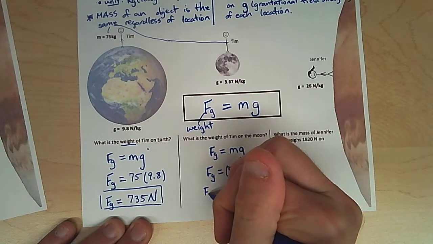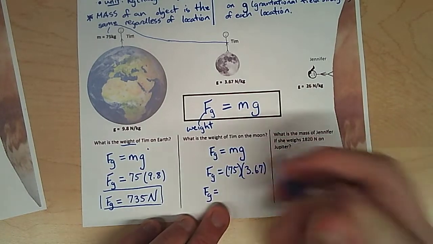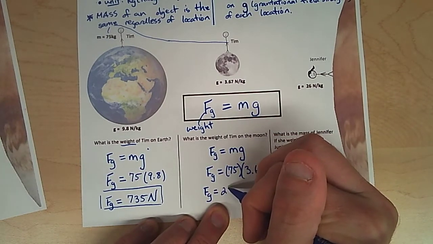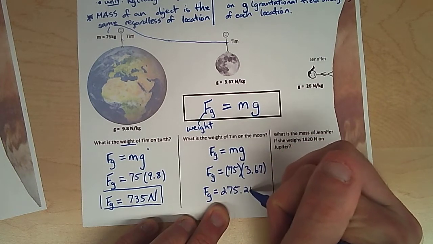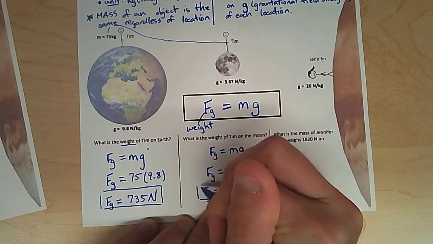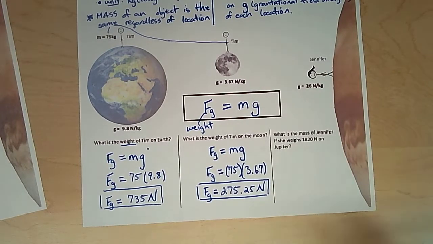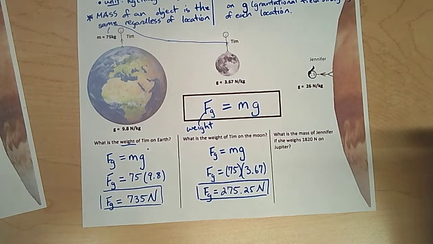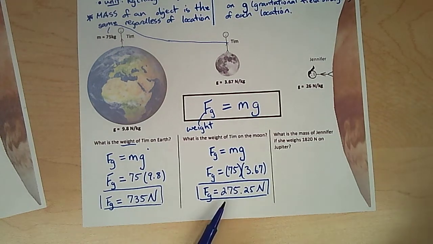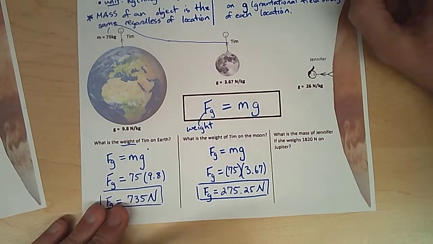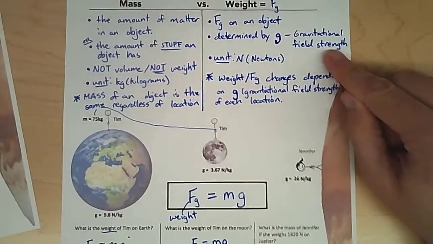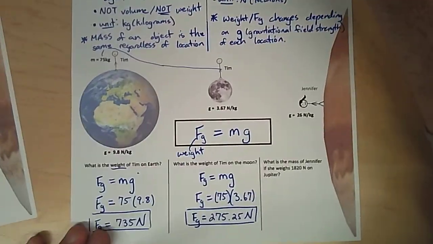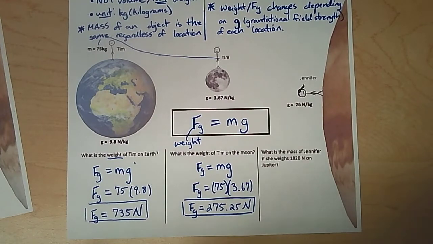And when you do the math on this, you're going to get that the force of gravity on the moon is going to be 275.25 newtons. Right. And to put this into perspective, if this is how much he would weigh on the moon and he was 165 pounds on Earth, he would only weigh 60 pounds on the moon because there's just a smaller gravitational field strength pulling him towards that big object, the moon.